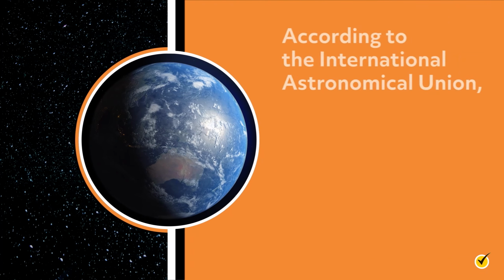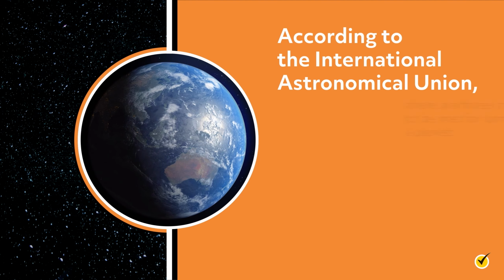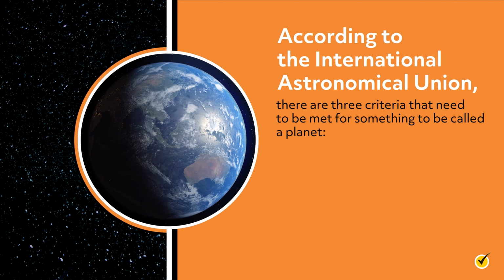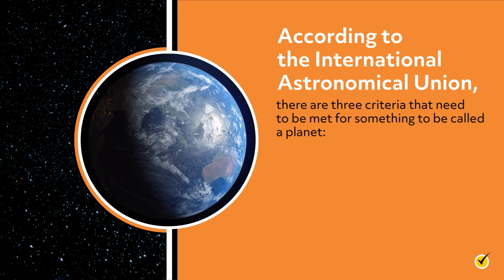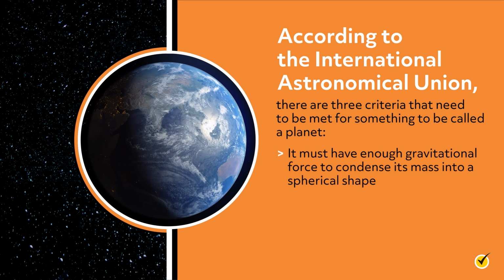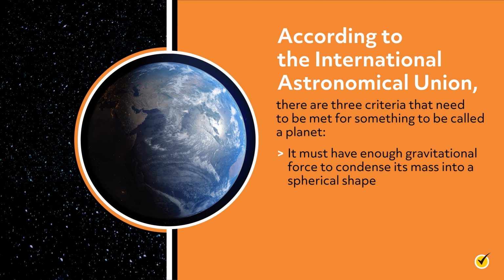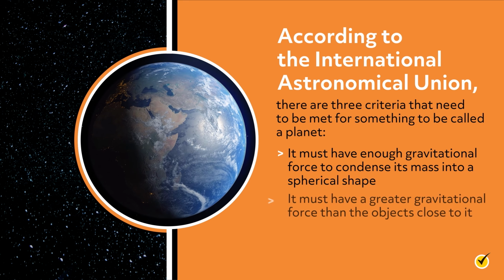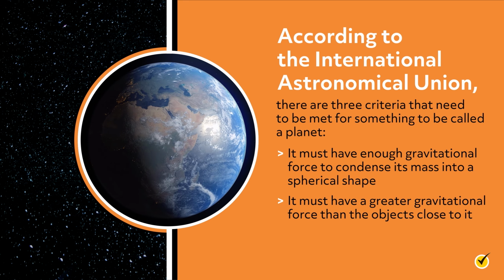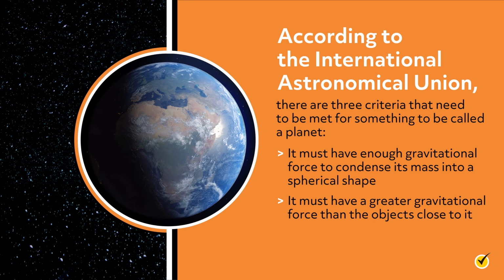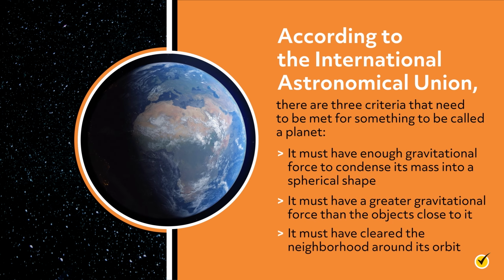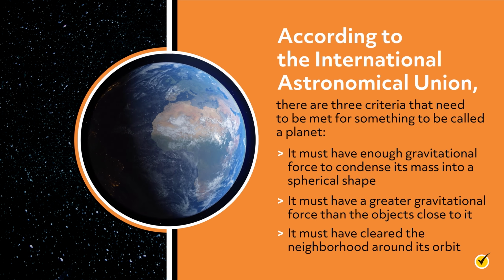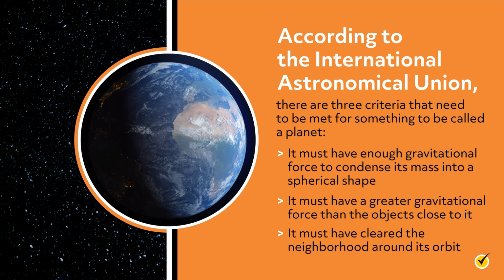According to the International Astronomical Union, there are 3 criteria that need to be met for something to be called a planet. First, it must have enough gravitational force to condense its mass into a spherical shape. Second, it must have a greater gravitational force than the objects close to it. And third, it must have cleared the neighborhood around its orbit.